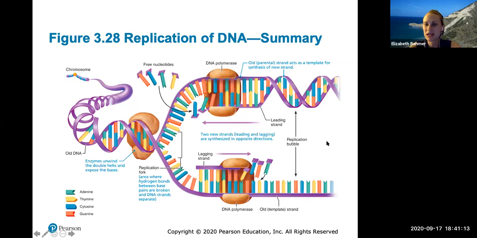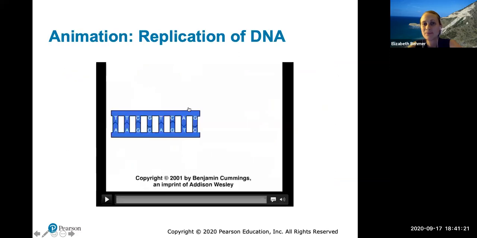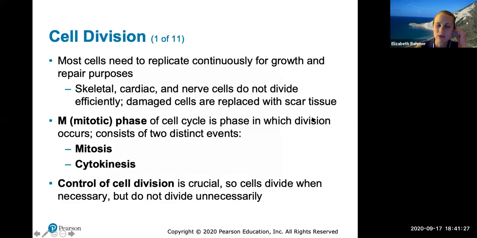So this is just DNA replication. We need it to happen before we divide the cell because we need to put a complete new strand of DNA in our daughter cells. I'd encourage you guys to watch this video, replication of DNA, on your own. Again, you'll have to download the PowerPoint to your device to actually see that.